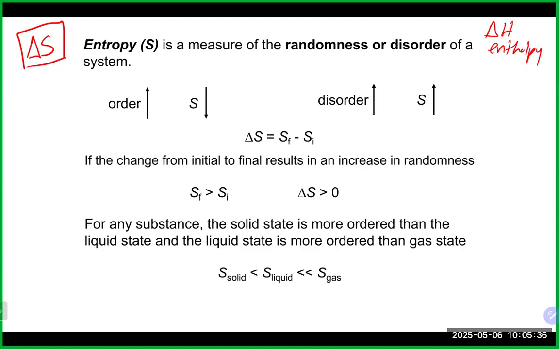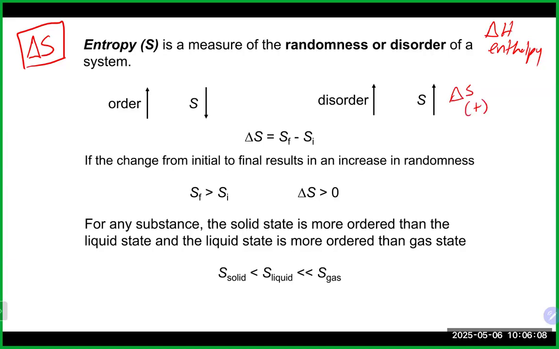Entropy is the amount of randomness or disorder there is in a system. One of the unusual things about entropy is that when you have a lot more disorder, you have a more positive value for entropy. So entropy becomes more positive as the disorder increases. As the disorder increases, you will see the change in entropy become more positive.